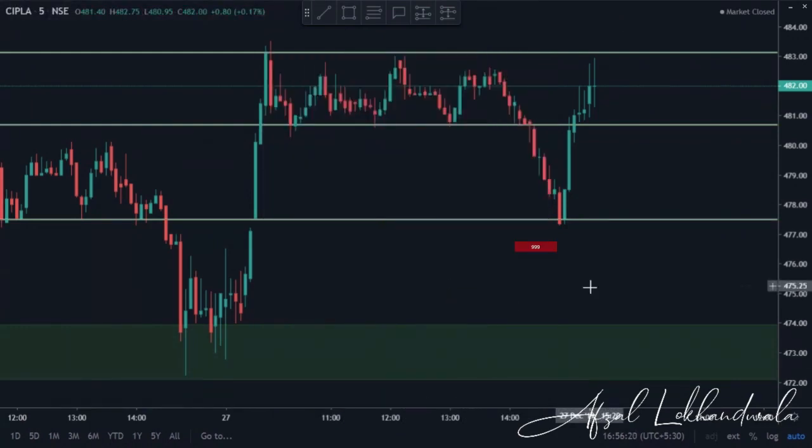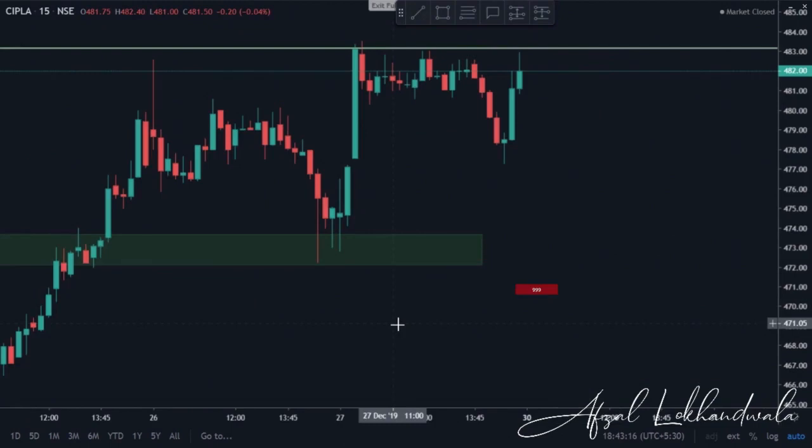So we are done drawing supports and resistances right from the monthly time frame, then the weekly, and all the way to the 5 minutes time frame. Now let me show you some magic of supports and resistance, the magic of technical analysis. Now we are on the 15 minutes time frame.